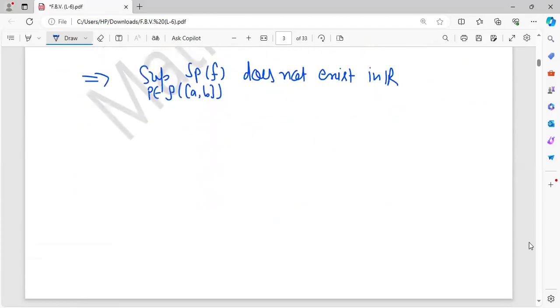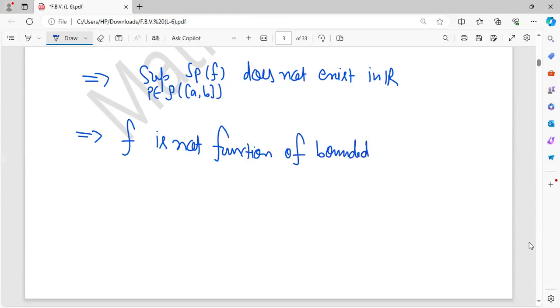So this implies F is not a function of bounded variation. So we have an example of a continuous function which is not a function of bounded variation. That is f(x) equals x sine(pi upon x) if x is not 0 on the closed interval 0, 1, and 0 if x is equal to 0. So this is a continuous function on a closed interval which is continuous but not a function of bounded variation.